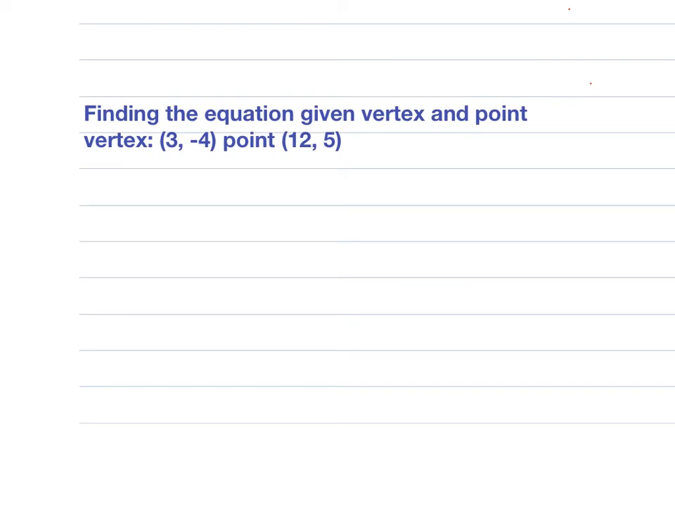Also in 2-1 was the reverse. So what happens when you're given the vertex and a point and you want to find the equation? So remember standard form, and probably something you want to put on your reference sheet is y equals a(x minus h) squared plus k. The vertex is your h and your k. The point is your x and your y. Take and plug that in.